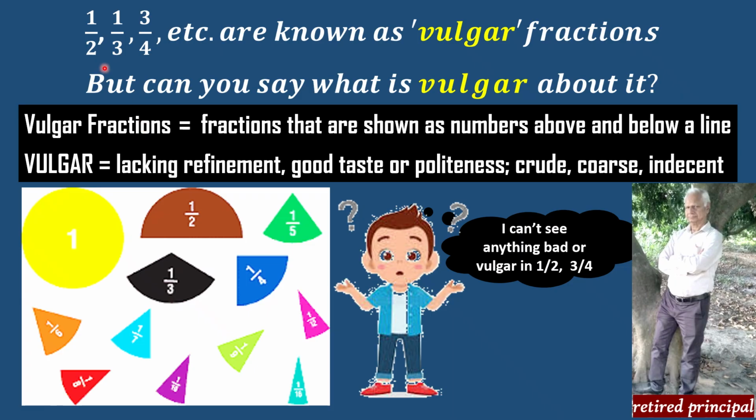So what is vulgar about it? When I write 1 by 2, is there anything ugly or bad about it? Students often get confused about this. When I'm writing 1 by 2 or 3 by 4 or 5 by 6, what is so vulgar about it? What is the vulgarity here? It's not abuse, it's not rude, it's not crude, it's not indecent. So what is vulgar about it? Let us see why these are called vulgar fractions.